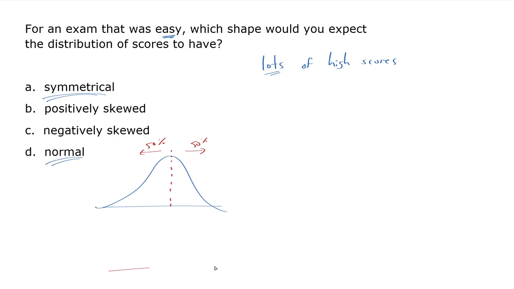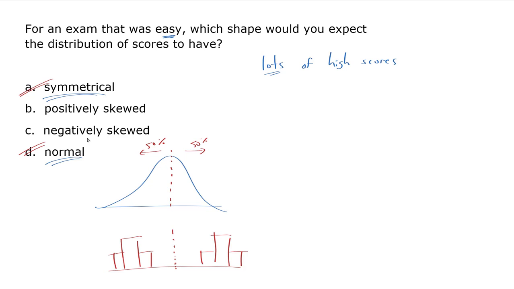So you could have a symmetrical distribution where there's a cluster below the average and a cluster, remember it's symmetrical, so it's got to look the same, above the average. So lots of people got higher than average, lots of people got lower than average. You wouldn't really expect that if it was easy. Same thing here, an equal amount getting above and below average, you wouldn't really expect that. So I'm going to eliminate symmetrical and normal.